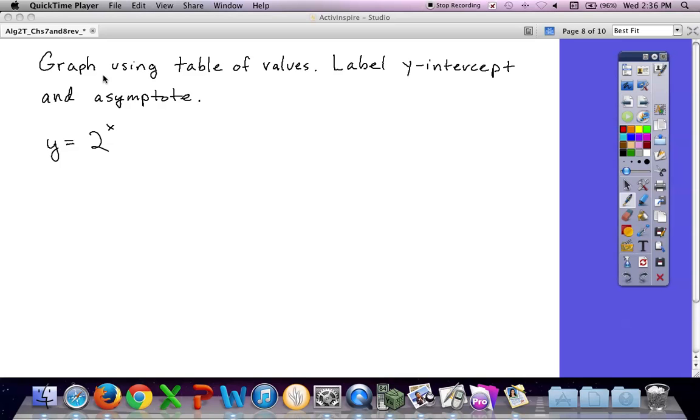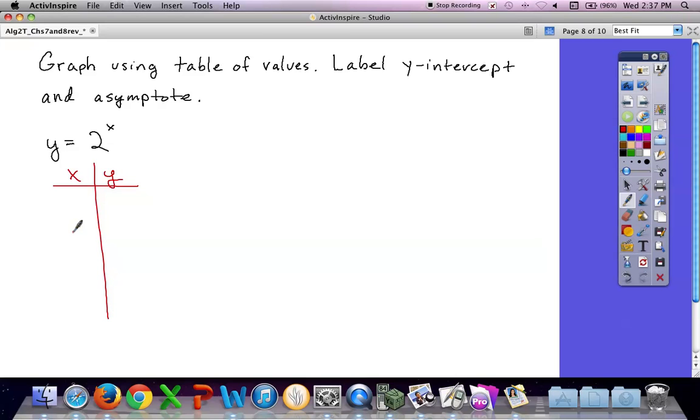So if I had to make a table of values for y equals 2 to the x, then x, y. Remember, where do we get our x values from? You make them up, right? You get to choose. Generally, you want to make sure that you get any important features in the graph.